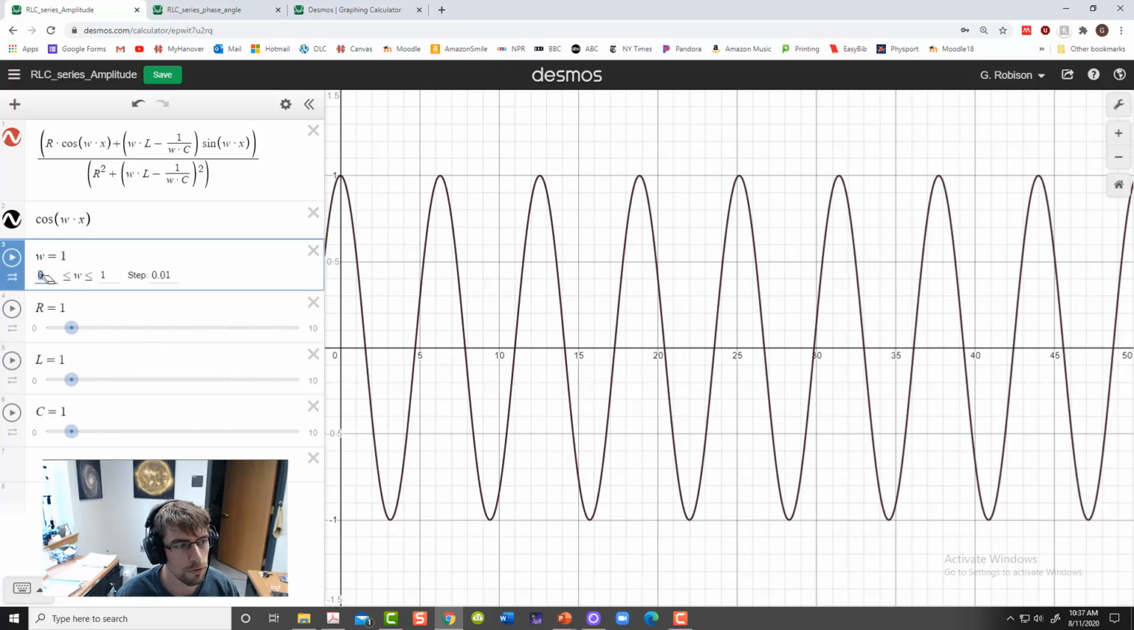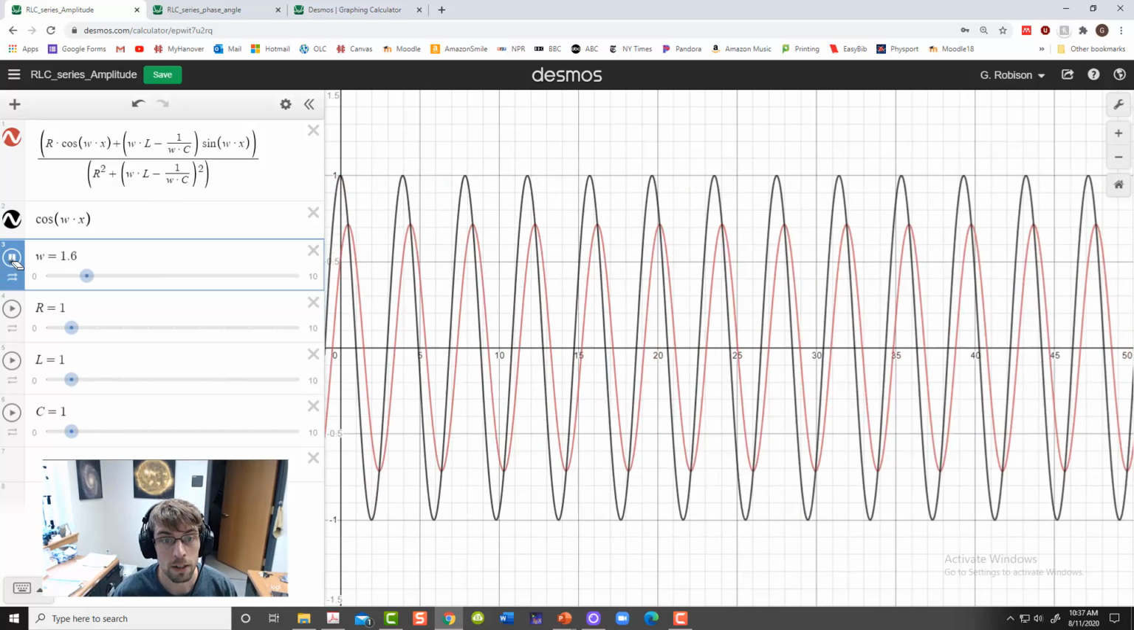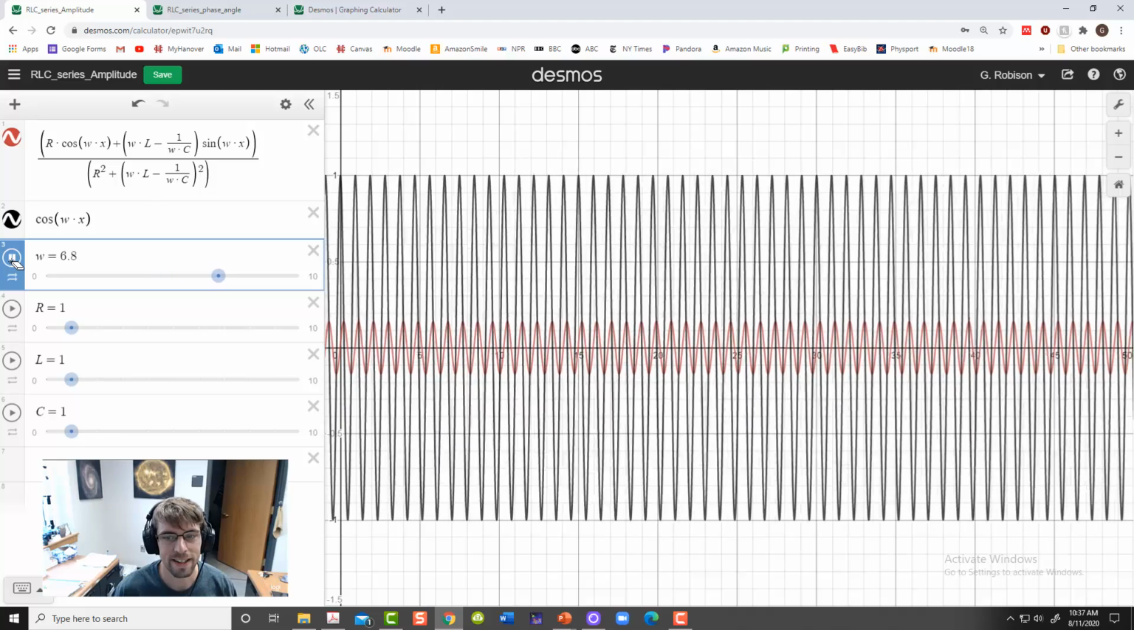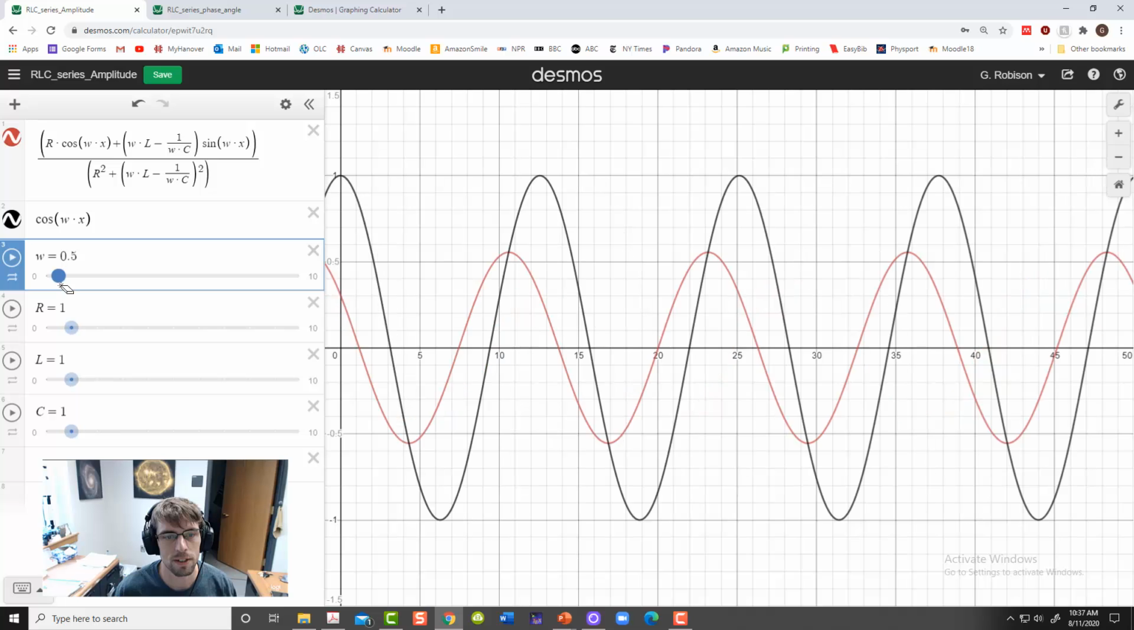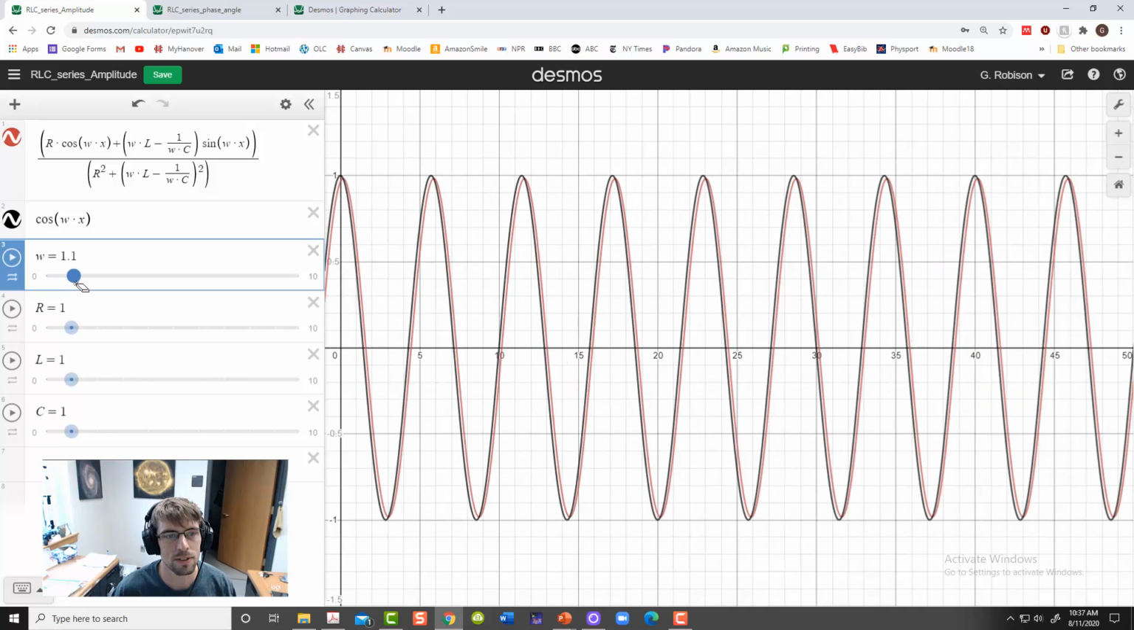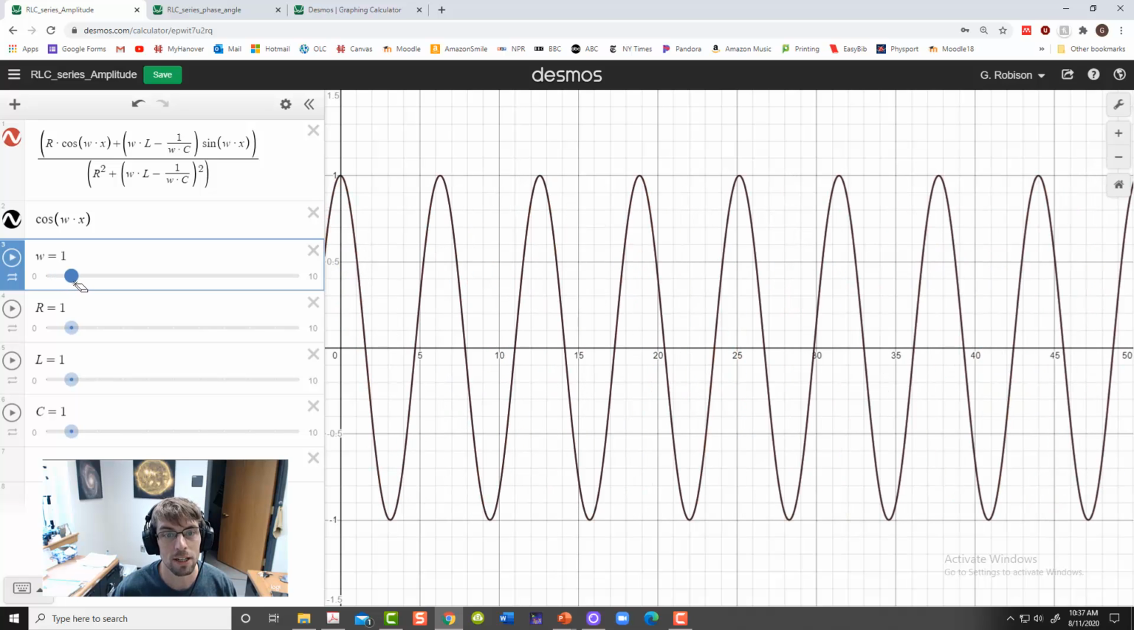Well, what happens if I go further than that? Let's go to 10, and I'll increase the step size here. And well, let's go ahead. What happens? Yeah, you see that? As I increase, the amplitude increases, and it matches at omega equal to 1.